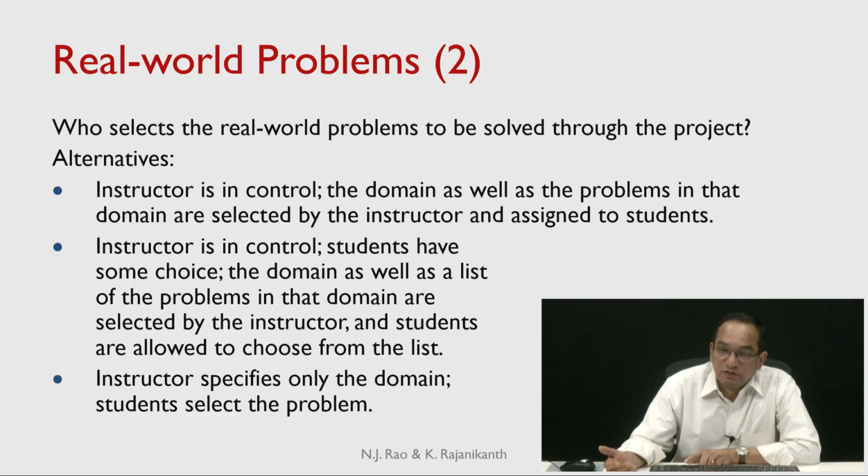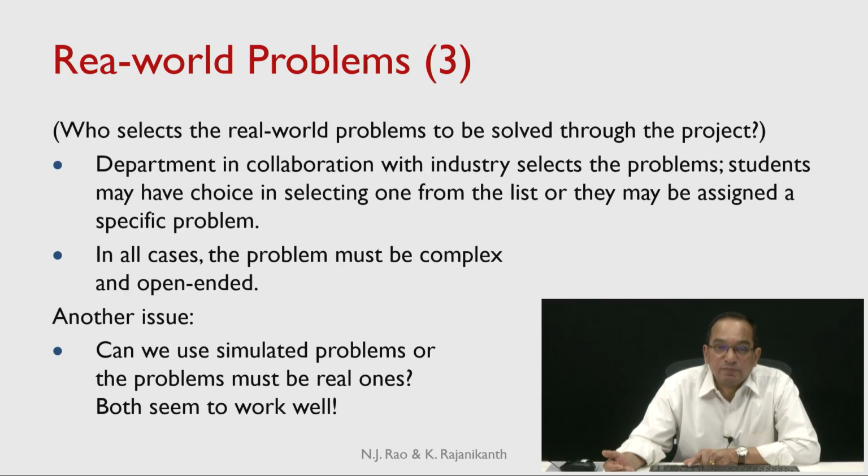The third alternative, which is probably difficult to implement but which gives the maximum freedom to the student, is that the instructor specifies only the domain and students select the problem. Of course, in this case, the instructor has to moderate to ensure that the problem selected by the students is of the right complexity level as well as open-ended enough to permit the learning experience to be really significant for the students. But students do get considerable choice in the selection of the problem.